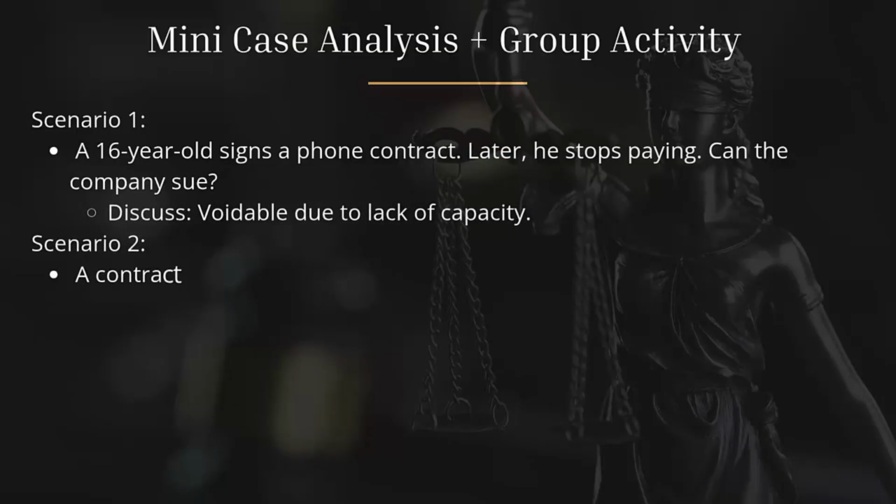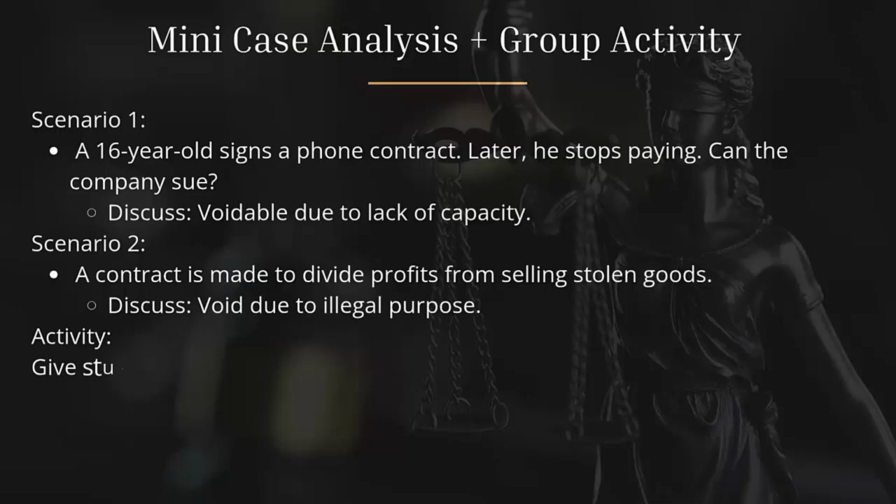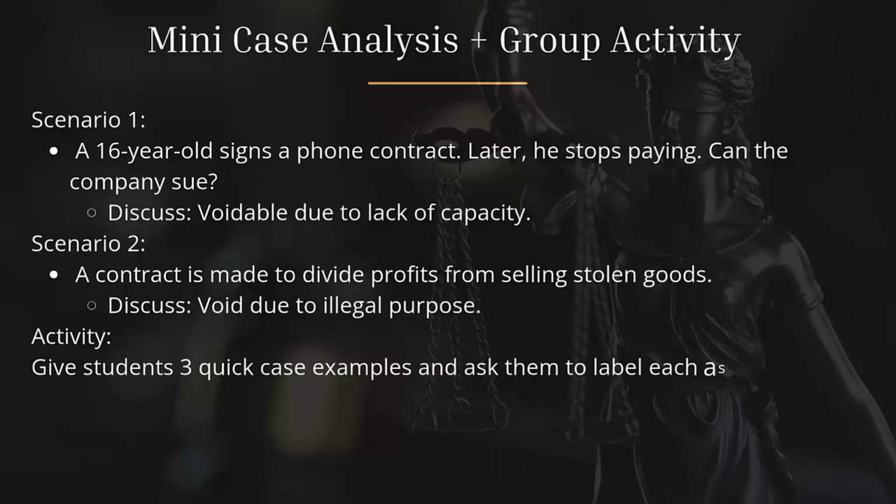Scenario 2. A contract is made to divide profits from selling stolen goods. Discuss. Void due to illegal purpose. Activity: give students 3 quick case examples and ask them to label each as valid, void, voidable, or unenforceable.